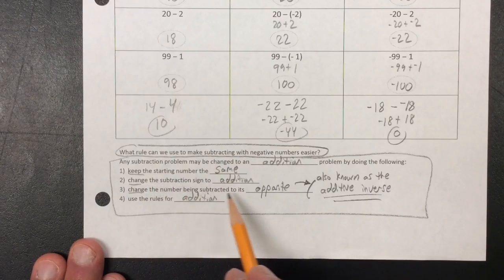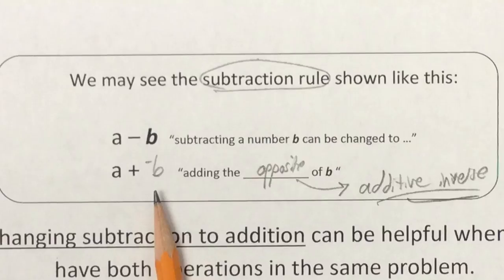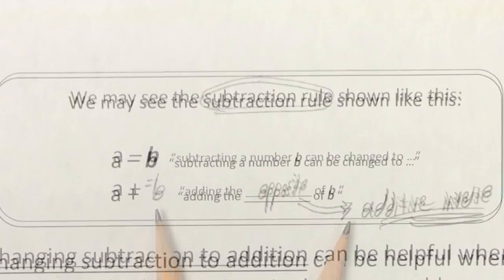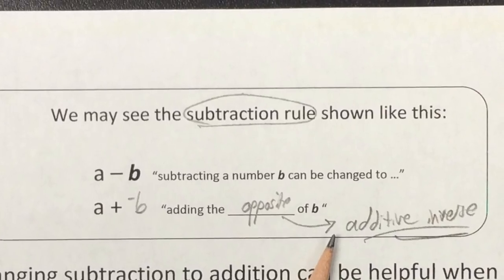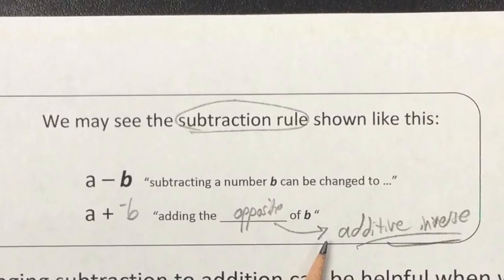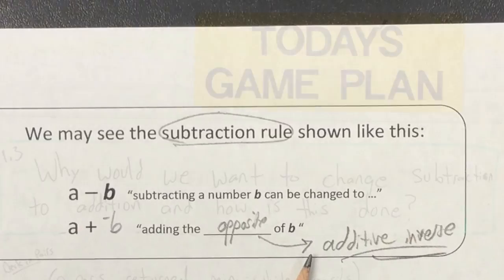So we keep the first number the same, change subtraction to addition, and we then use the opposite of the number being subtracted. And here we have it represented in algebraic form. a minus b is the same as a plus the opposite of b. I also want to tell you that we can refer to the opposite as the additive inverse.